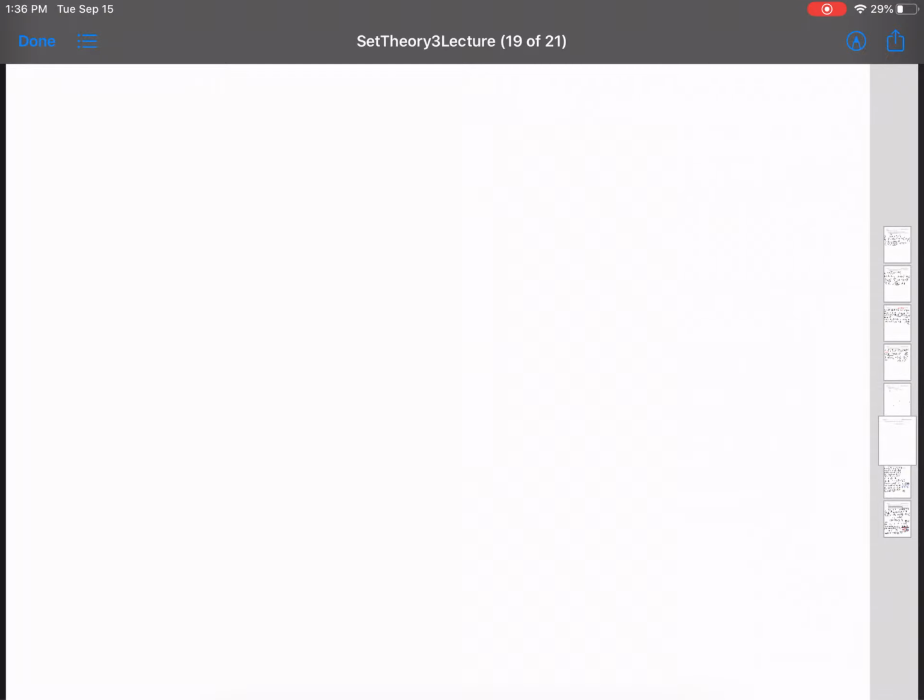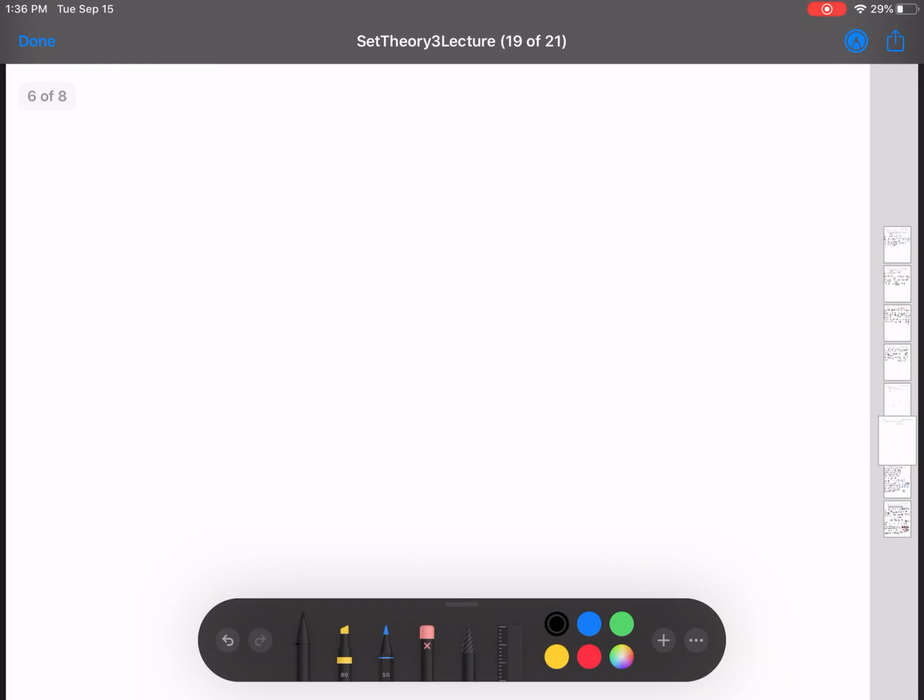Right now, I've had some questions about problem 5 on the Set Theory 2 worksheet. That is, you want to determine, I guess that's an n, right? N equals 1. You want to determine what that is.